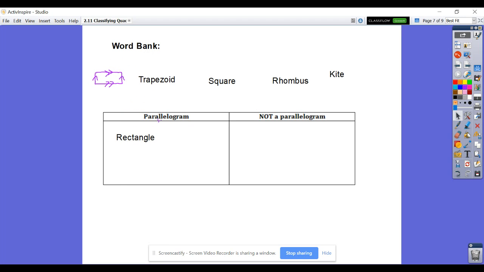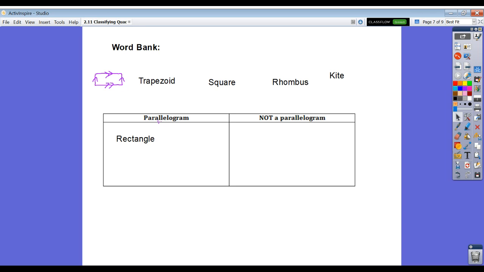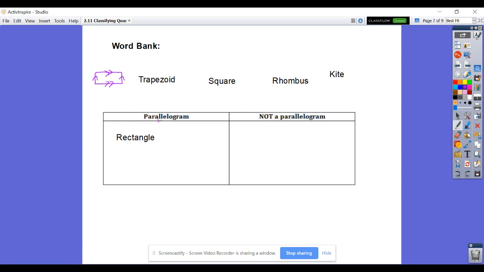Okay, let's picture a trapezoid. And again, I know sometimes a rectangle could be a trapezoid, but we'll picture the most traditional kind of trapezoid that you'd have right here. Is a trapezoid a parallelogram? Two pairs of parallel sides? It's only going to have one, so we'll put that as not a parallelogram. Now I want you to go ahead and try to sort square, rhombus, and kite and play back when you're ready to see the answer.